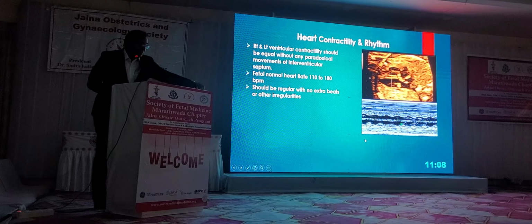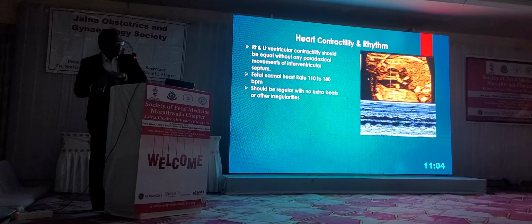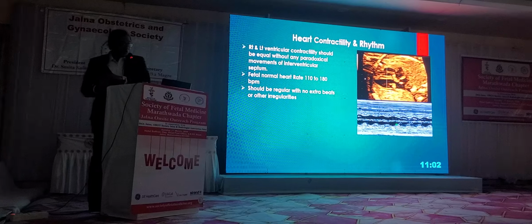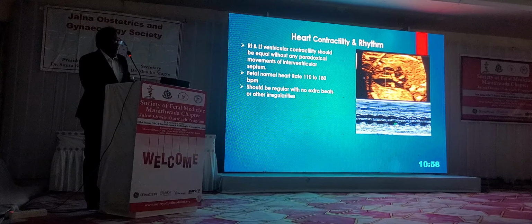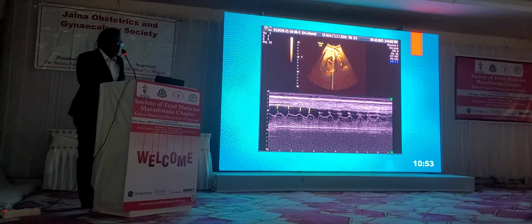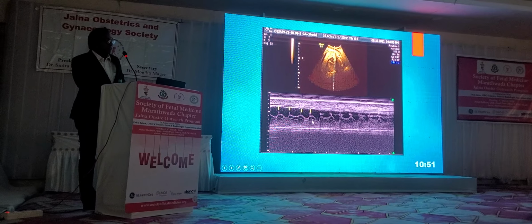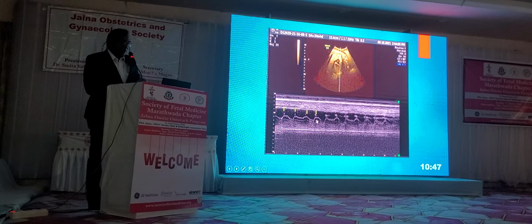Contractility and rhythm. Right and left ventricular contractility should be equal without any paradoxical movement of the interventricular septum. FHR, we all know, is 110 to 180 and should be regular with no extra beats. You can see this extra beat here. That was a case of premature atrial contraction.